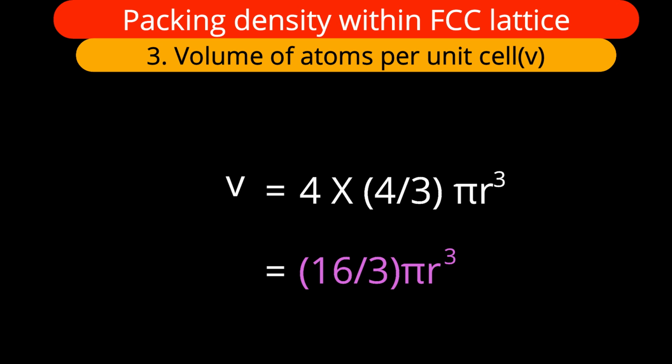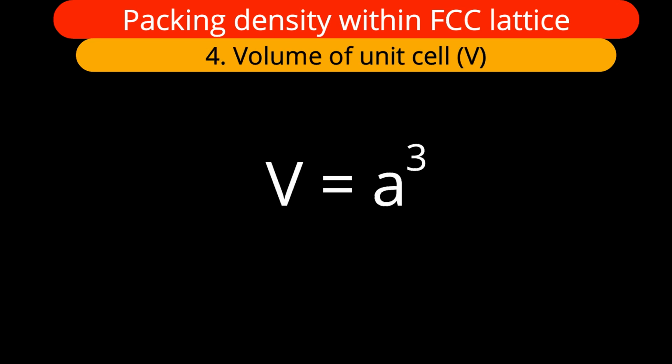It is represented by small v. Now let us find the total volume available for occupation. What is the type of unit cell? Cubic. What is the volume of a cube? a cube, where a is a side of the cube. So we are considering the volume of a unit cell equal to a cube, where a is the cell parameter, the side of a cube.